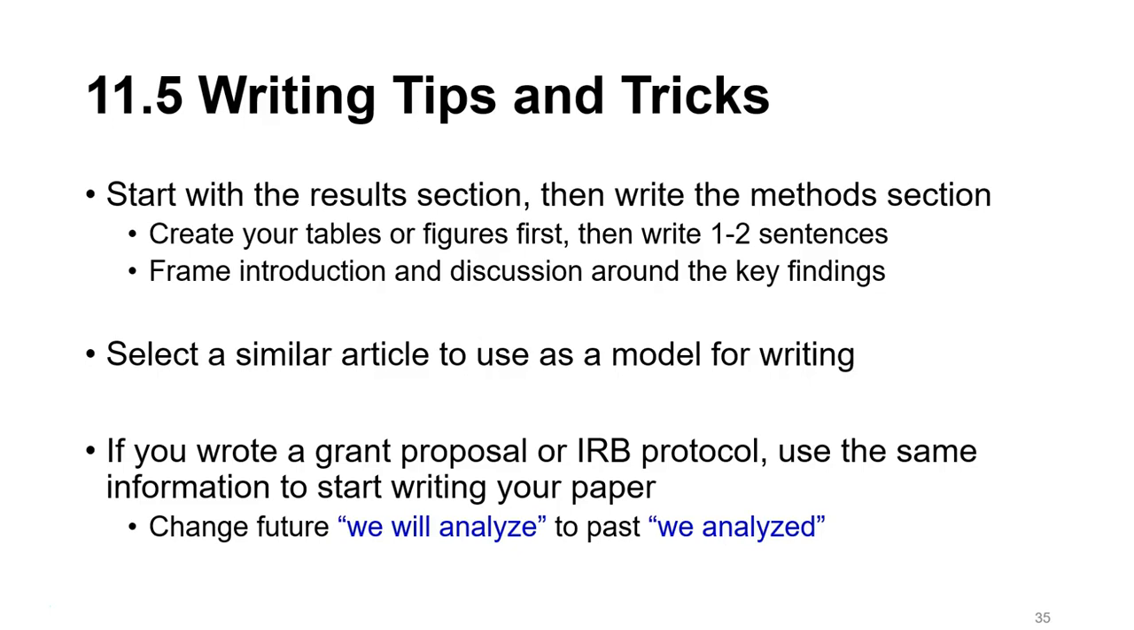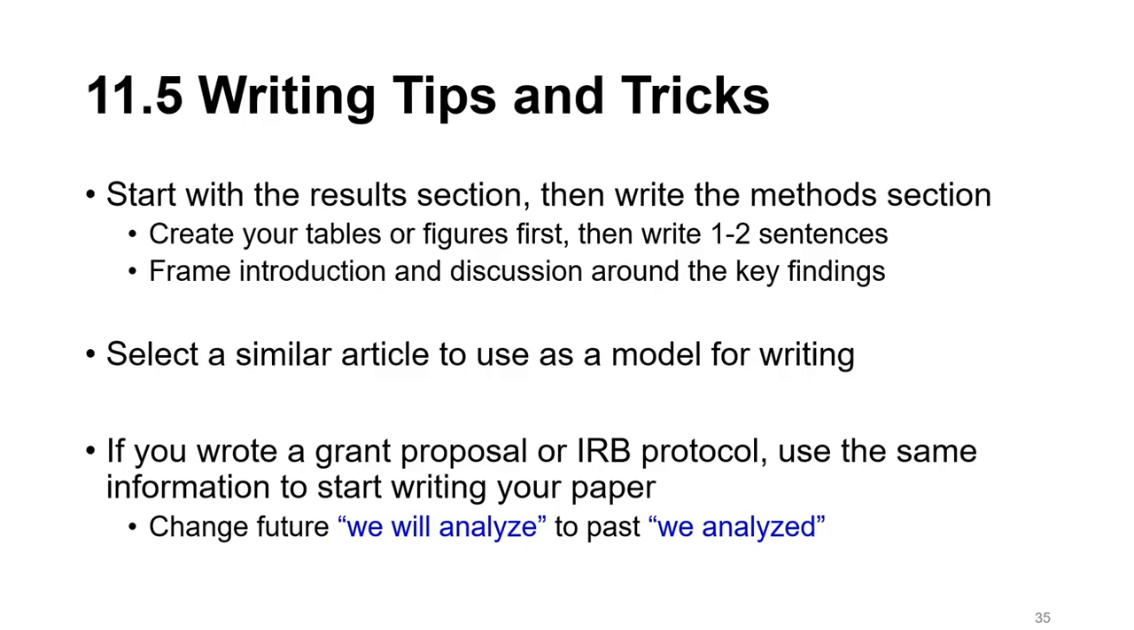Another tip is to select a similar article to use as a model for writing. So I like to look at the journal that I select, to see if it has an article published on the data source and if it's a similar topic, and then I can see how they've reviewed it and how things have been written for that journal. You don't copy it, you don't plagiarize it, you just look at it as a model.